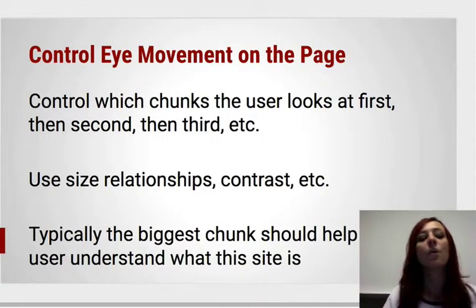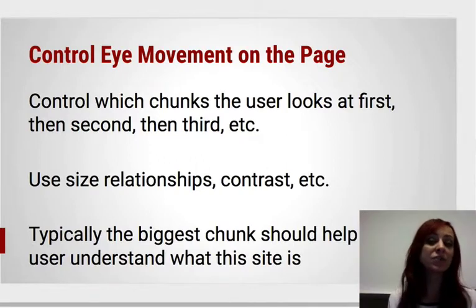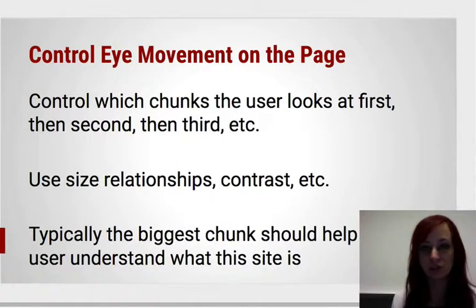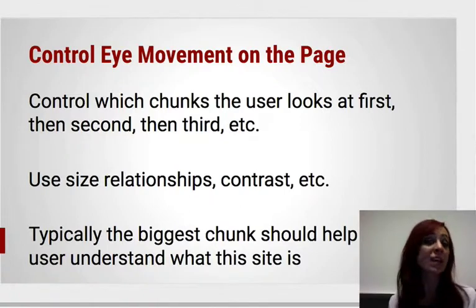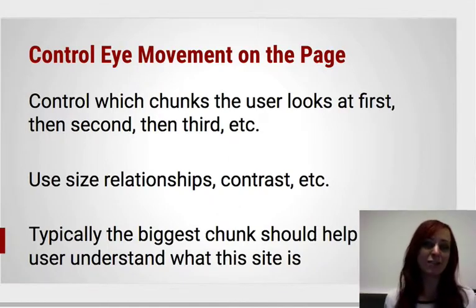And of course, by chunking, we can control eye movement on the page. And so what we want to do here is control which chunks the user looks at first. So you have to not only make chunks, but you then prioritize the chunks. What's the most important chunk? What's the second most important? What's the third most important?